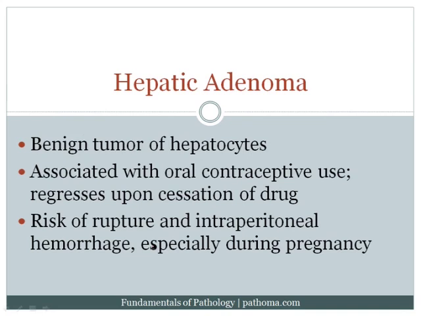Moving on to liver tumors, hepatic adenoma is a benign tumor of hepatocytes. Very high yield association is that it is related to oral contraceptive use and that it will regress upon cessation of the oral contraceptives. Now, although this is a benign tumor, there is a feared complication that it can rupture, resulting in intraperitoneal hemorrhage, especially during pregnancy when there's high levels of estrogen, which can drive the growth of this tumor. Again, the reason why there's a risk of rupture is because the tumors are subcapsular, right underneath the capsule of the liver, and so they can rupture through the capsule and then cause intraperitoneal hemorrhage.